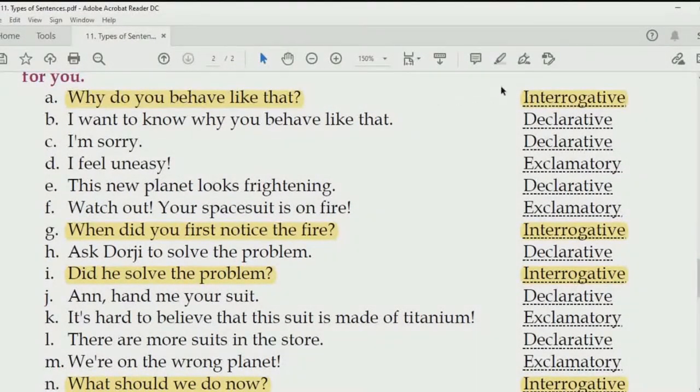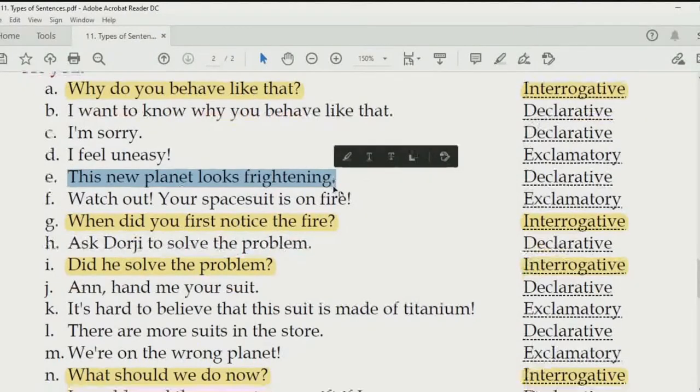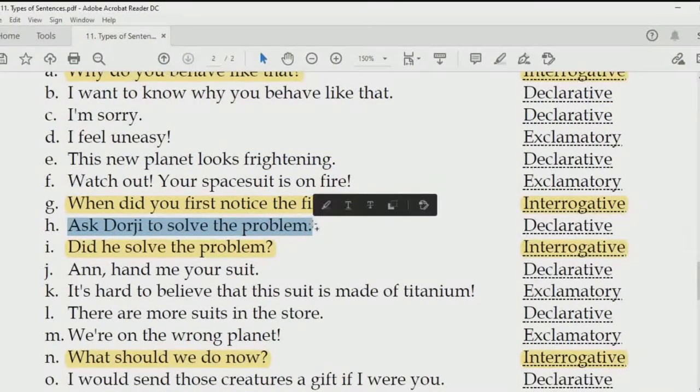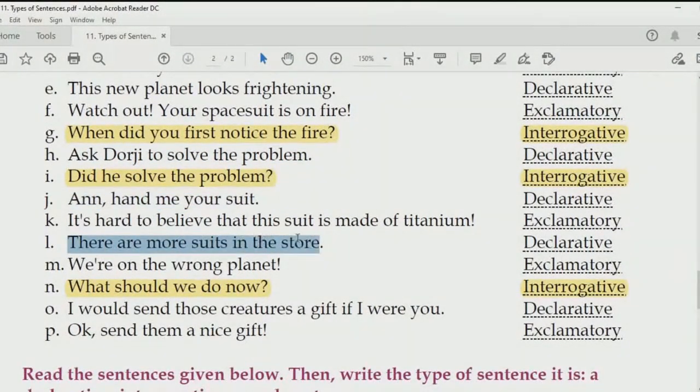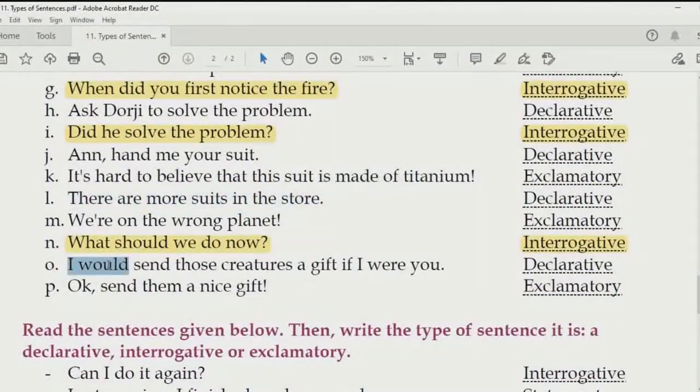So now we will leave out these sentences. You already understood what is an interrogative sentence. We'll move on to the next type of sentences, that is declarative. I told you earlier that meaning of declarative means to declare something or to say something. I want to know why you behave like that. I'm sorry. This planet looks frightening. Ask Dorji to solve the problem. And hand me your suit. There are more suits in the store. I would send these creatures a gift if I were you.